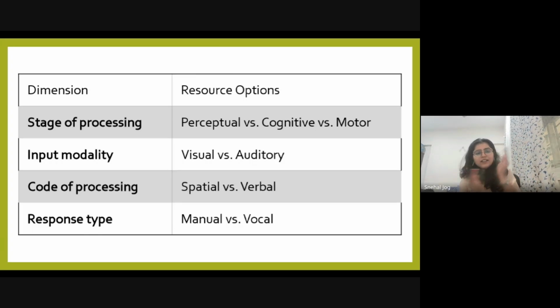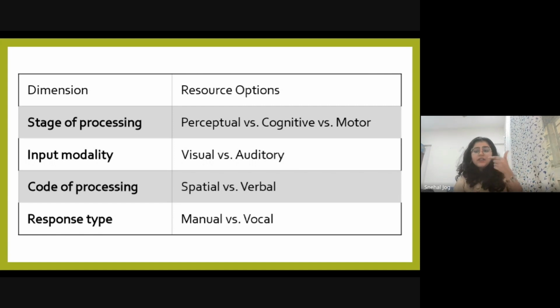Okay, because there are two different things, right? Response types. I am talking to you and at the same time I am quickly making a note of something, but when it comes to talking and dictating, both of them are going to be verbal in nature, both of them are vocal in nature, so there is going to be a clash.